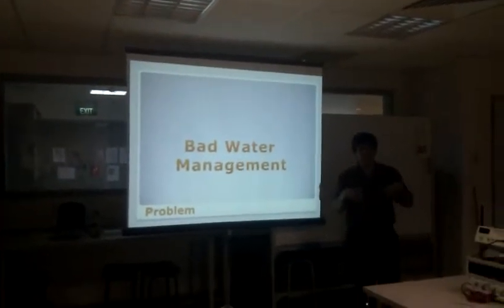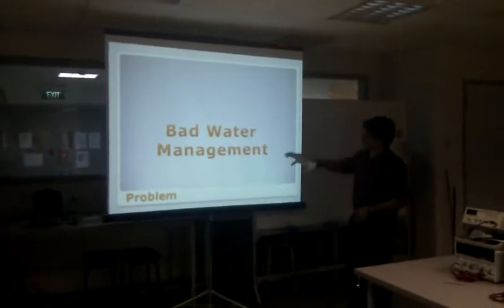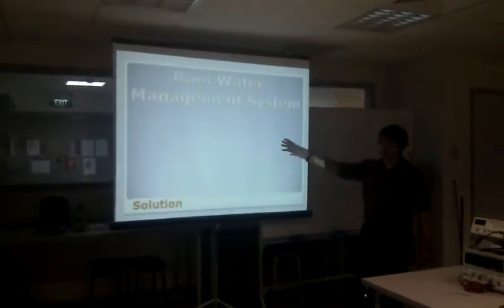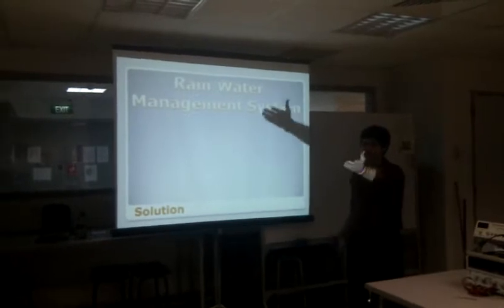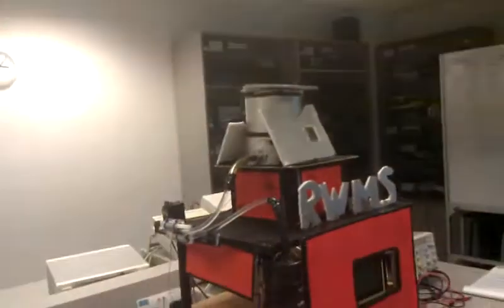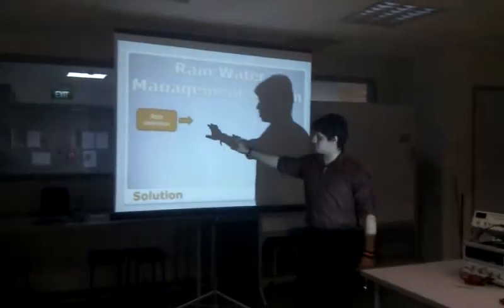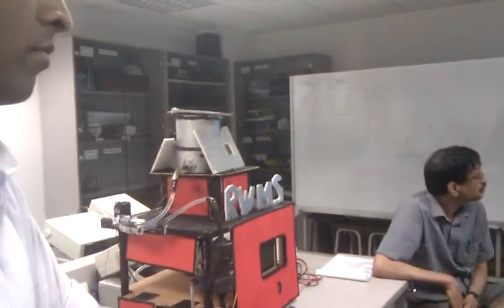So the solution to our system, we call it the Rainwater Management System, RWMS, which may be misinterpreted as Results World Sentosa. So the system works very simply. There is a rain detection mechanism which will be sensed in the roof. Then after there is collection of water. So if there is rain, the lid will open, the water will be collecting.